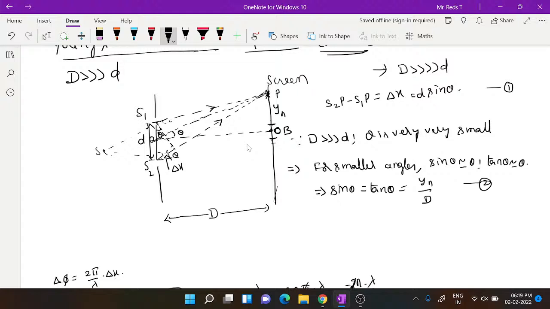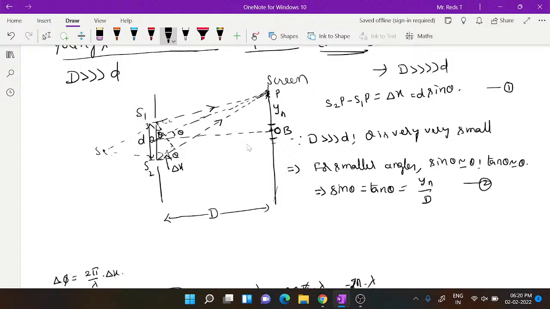In such a case, when you allow some light to pass through here, the waves are passing. You have to imagine that when light is traveling here, it is a wave, like a sinusoidal wave. When a wave is traveling here from S2 and reaching some point P on the screen, another wave is traveling here like a sinusoidal wave, and it is reaching here.